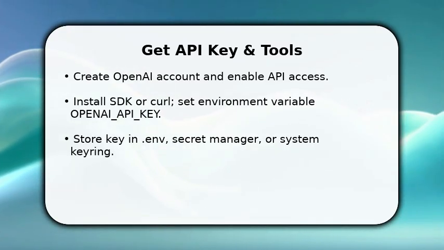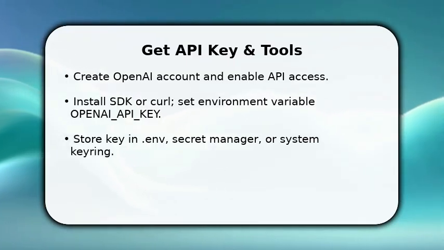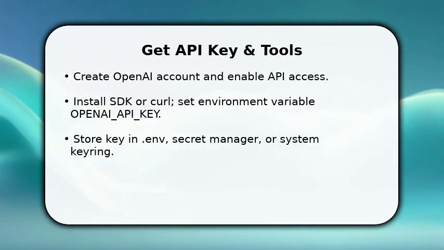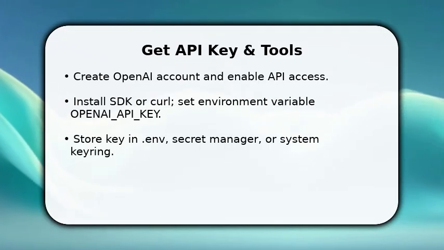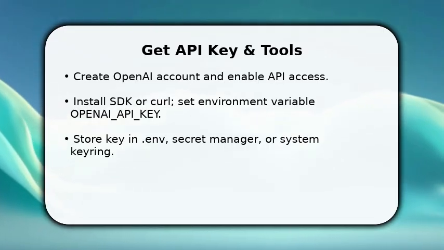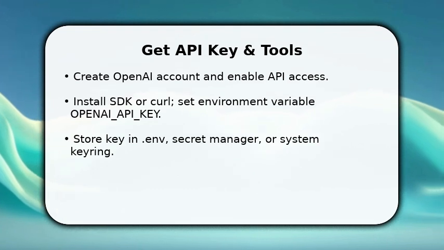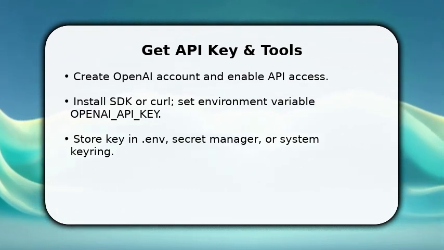Next, install the official SDK or confirm curl is available so you can send requests. Then, make sure to store the key securely. Use an .env file or a secrets manager, and export it as OPENAI_API_KEY so your local apps can read it without hardcoding. Once your key is set, compose a request and understand the payload.